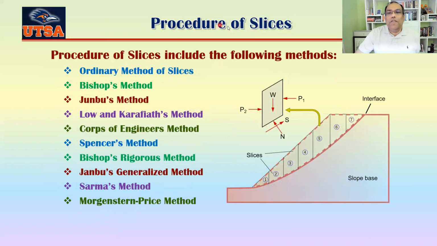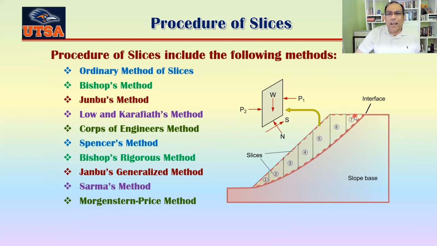Now, the procedure of slices. The procedure of slices includes the following methods, a lot of methods here. Actually, you can see this is your potential failure surface, and all the soil mass above this surface has some vertical slices here, okay? Here, I'm getting 7 slices.